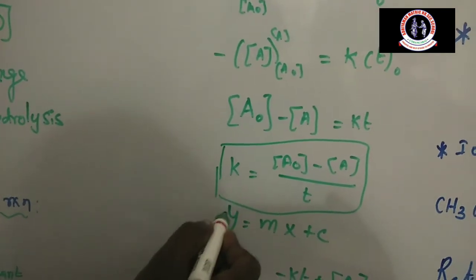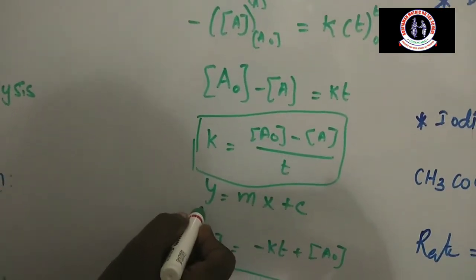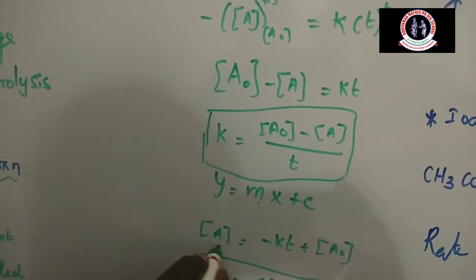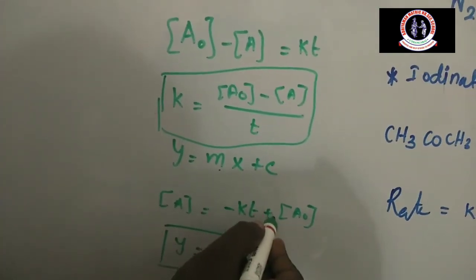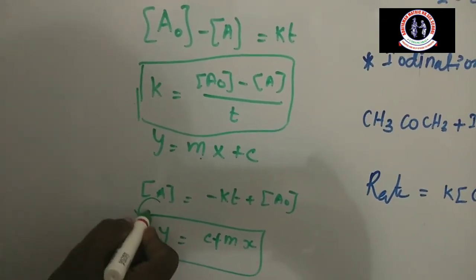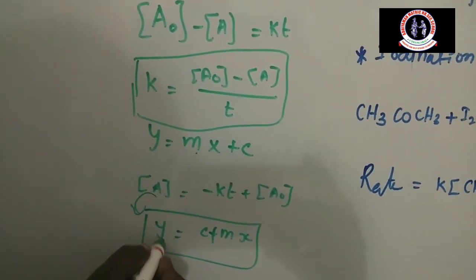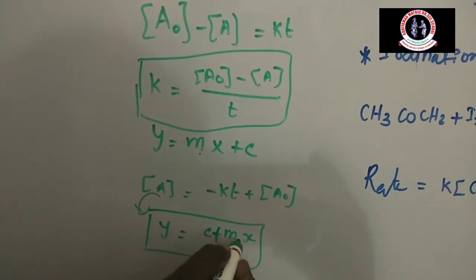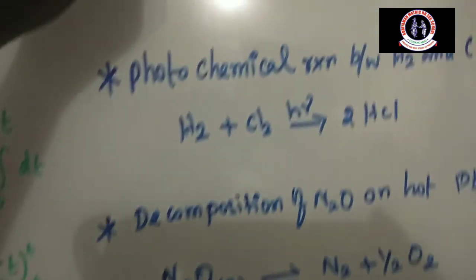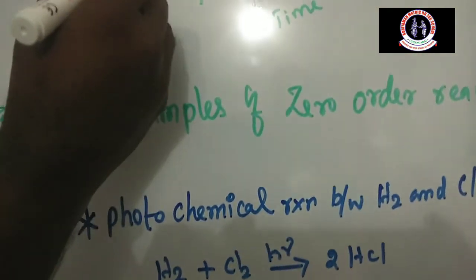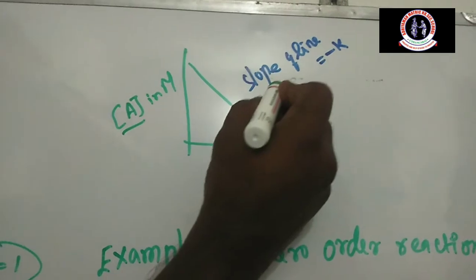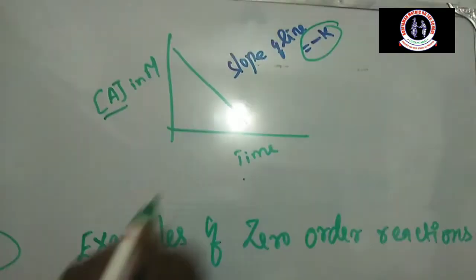Here the K value is obtained by plotting a straight line, y is equal to mx plus c. A is equal to minus Kt plus A naught. This equation is related to y is equal to c plus mx. Next, the graph is plotted with the concentration of the reactant against time. We get the slope value as minus K.